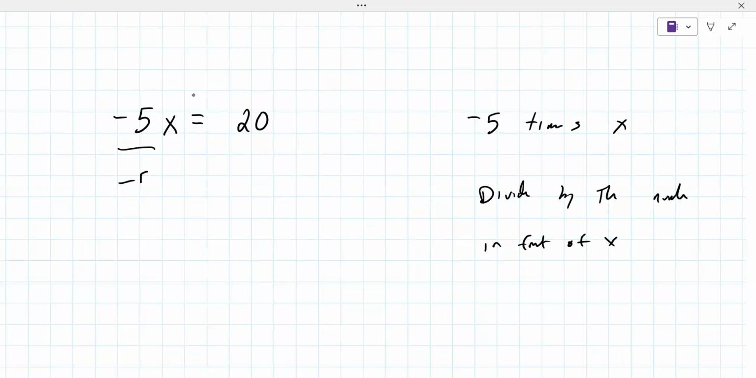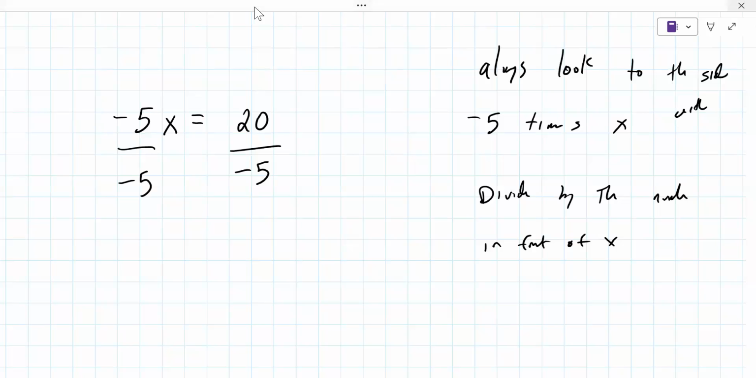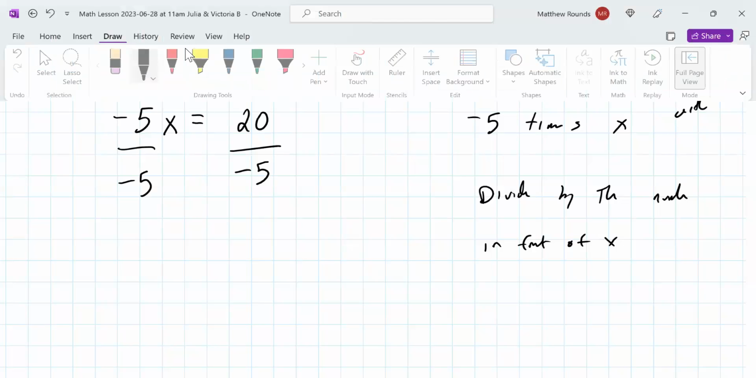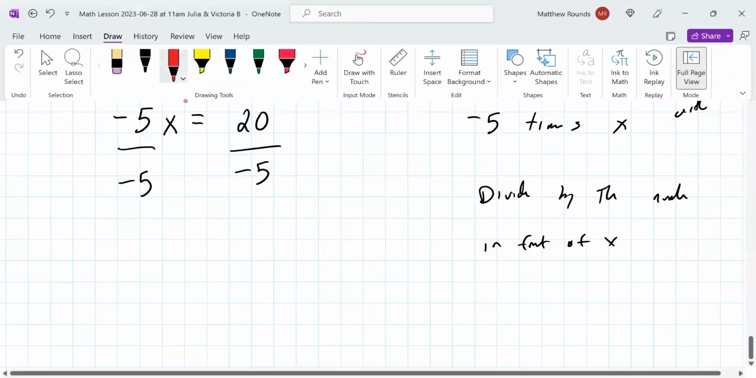What is the number in front of x? 20. No. The number in front of x is negative 5. Wait, that looks like it's behind it. You always look at the number next to the variable. Your focus has to be over here on the left. You're basically ignoring everything on the right.